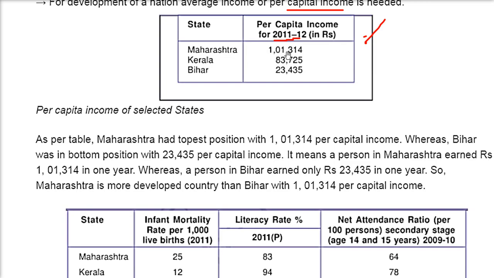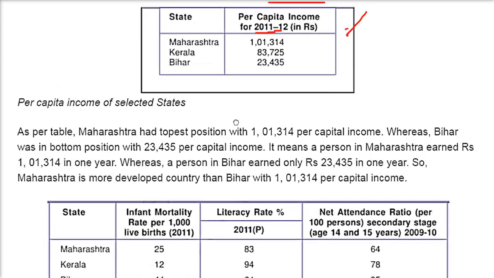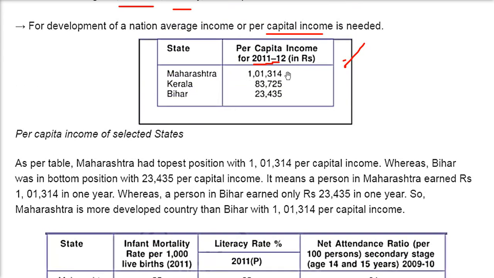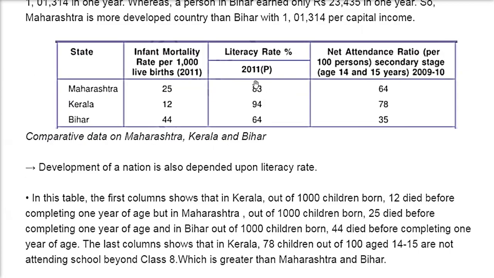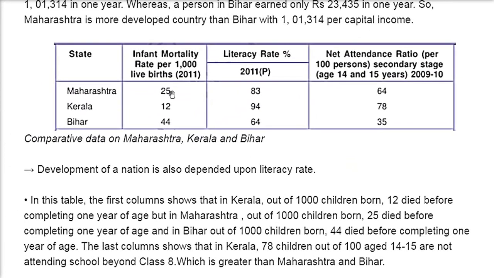Now, if you see this table closely, Maharashtra is at the top position. Bihar is at the last, in the bottom. That means a single person of Maharashtra is earning quite high, higher than a Bihar person. That is, a Bihar person is only earning 23,435. Maharashtra seems to be a more developed state than Bihar. But if you come here, this per capita income shows a different perspective. But now we will include something more.